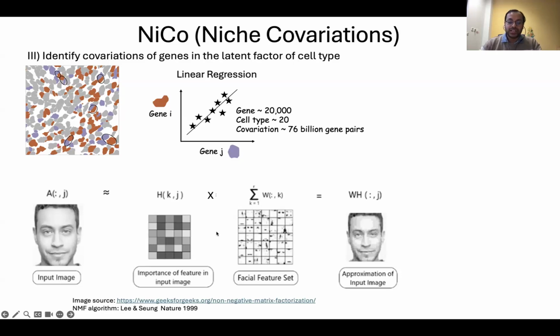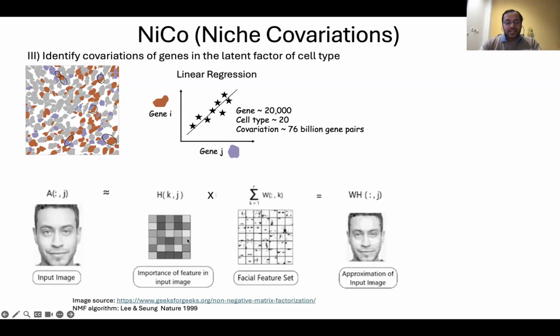One approach is non-negative matrix factorization. You can understand it from this cartoon example: you have a given matrix A, and it can be decomposed into two sub-factor matrices. One factor matrix tells you the importance of features in the input image, and the other sub-matrix tells the facial feature set. When you multiply them, you get the reconstructed image, which is equivalent to the input image.